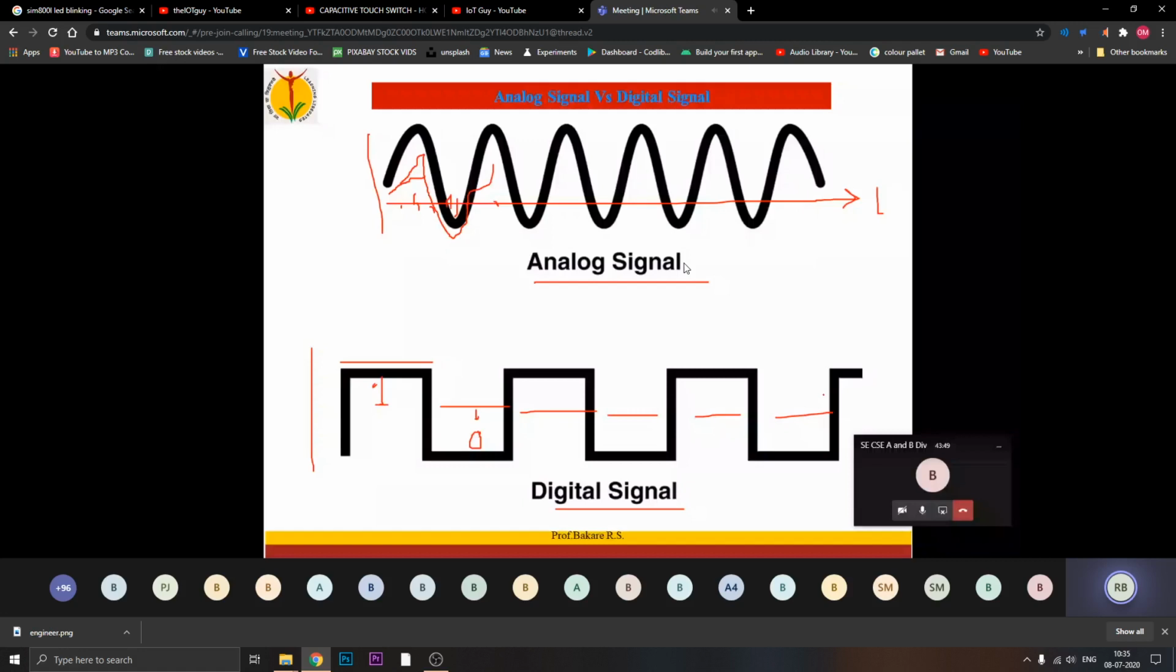Keep in mind, 1 is represented as a high level or plus 5 volt. 0 is represented as a low level or 0 volt. So I request all of you, from here onwards, whenever we deal with the digital signal, we talk in terms of numbers, either 1 or 0. 1 represents the 5 volt, the high level. 0 represents the 0 volt, the low level.